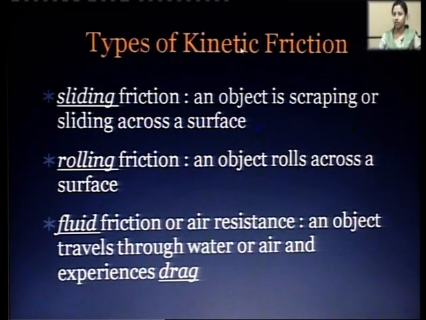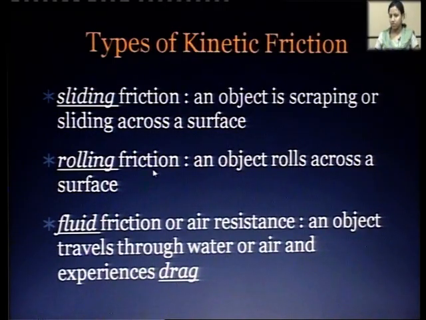Now we come to the next point, that is types of kinetic friction. Kinetic or dynamic friction we can divide into three parts. First one is sliding friction. Second part of kinetic friction is rolling friction. And third part is fluid friction or air resistance. So the first part is sliding friction. It comes into play when an object is scraping or sliding across a surface. If one object is sliding over another surface, then this friction is called sliding friction.